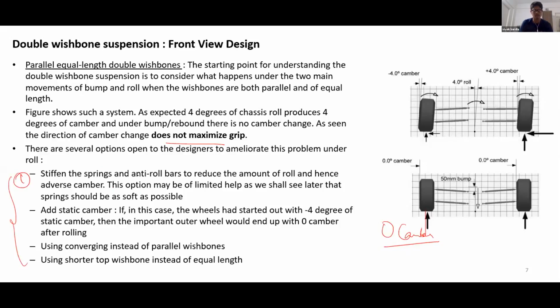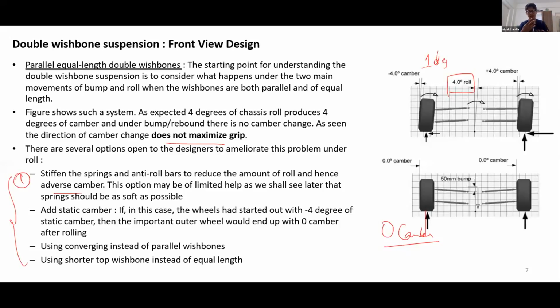The first solution is to stiffen the springs and the anti-roll bars to reduce the amount of roll and hence the amount of adverse camber. So, with the current set of springs, if you are having 4 degrees of camber, you really stiffen up your springs and anti-roll bars so that you get just 1 degree of camber, right? So 1 degree of roll, which would also result in just 1 degree of adverse camber.